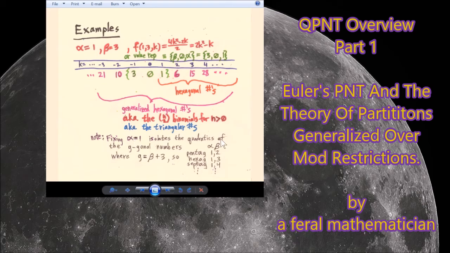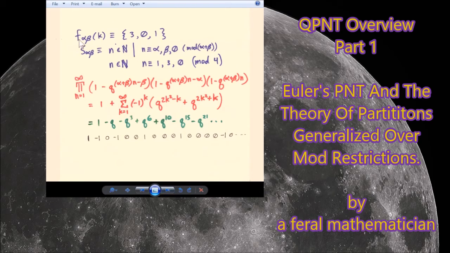You fix alpha equals 1. This isolates the quadratics of the g-gonal numbers. So the pentagonal numbers, when alpha equals 1, beta equals 2. Notice that g of g-gonal will always be beta plus 3. So here with 1, 3, we're getting the hexagonal numbers. If we did 1, 4, we would have the septagonal numbers, etc. Then, so that's the case for alpha equals 1. If you take alpha greater than 1, then all bets are off.